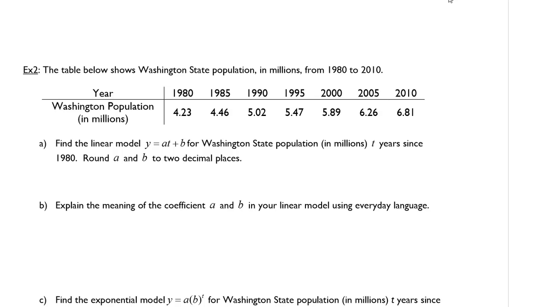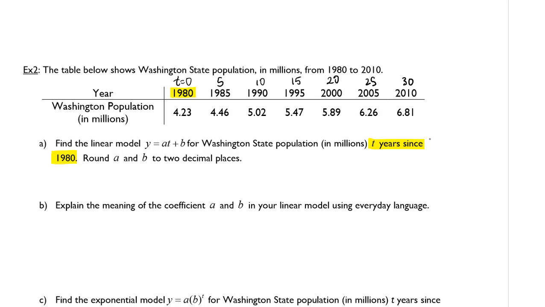Welcome back. In this video, we're going to look at a table of values that shows Washington state population in millions from 1980 to 2010. We see that we start in 1980, and so that will be time equals 0. And we know that because it defines t as years since 1980. So we always start at time equals 0 where it specifies. And these dates are listed in increments of 5. And so that makes it rather convenient.